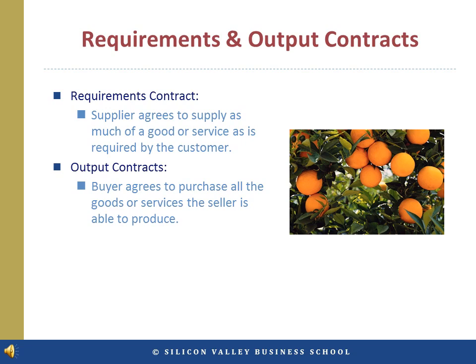For example, a grocery store might enter into a contract with the farmer who grows oranges, under which the farmer would supply the grocery store with as many oranges as the store could sell. The farmer could sue for breach of contract if the store were thereafter to purchase oranges for this purpose from any other party. The converse of this situation is an output contract, in which one buyer agrees to purchase all the goods or services the seller is able to produce.